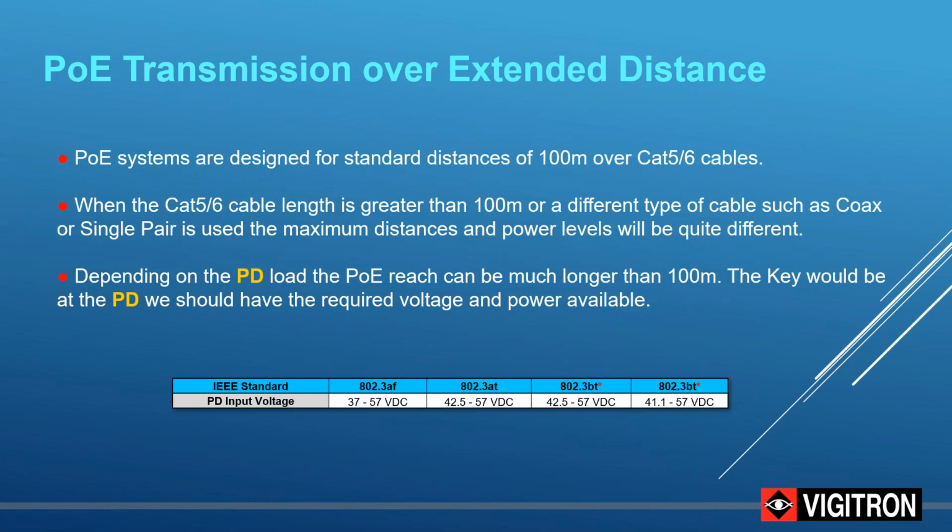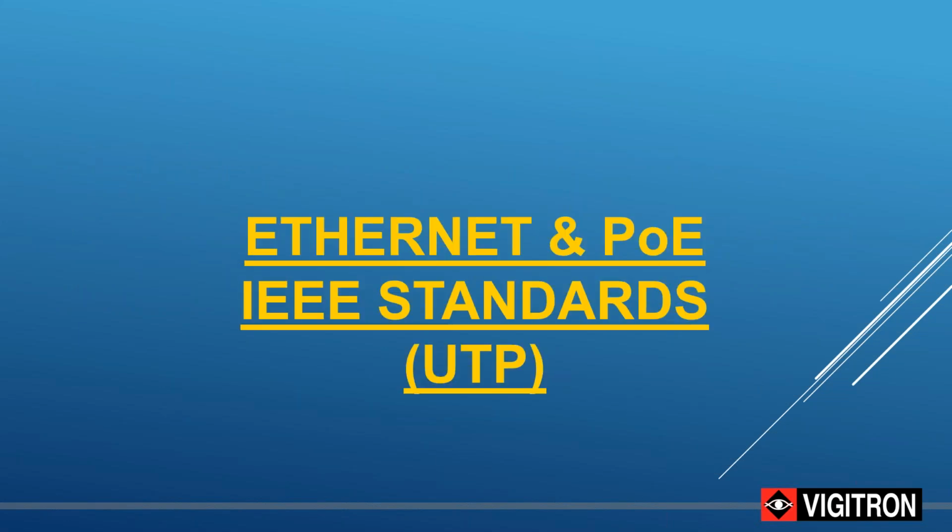Why? Because PoE systems are designed for standard distances of 100 meters. They're not designed to have variables in it of any extended ranges over that. So depending on the PD load, the PoE reach can be much longer than 100 meters. The key would be at the PD, we need to have the required voltage and the required power.